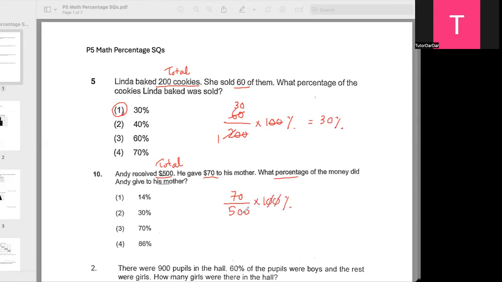These 20 and these 20 cancel. 70 divided by 5, so you will get 14. Why? 70 divided by 5. 5 times 1, 5. You left 20. 5 times 4, 20. So you get 14%. The answer is 1.